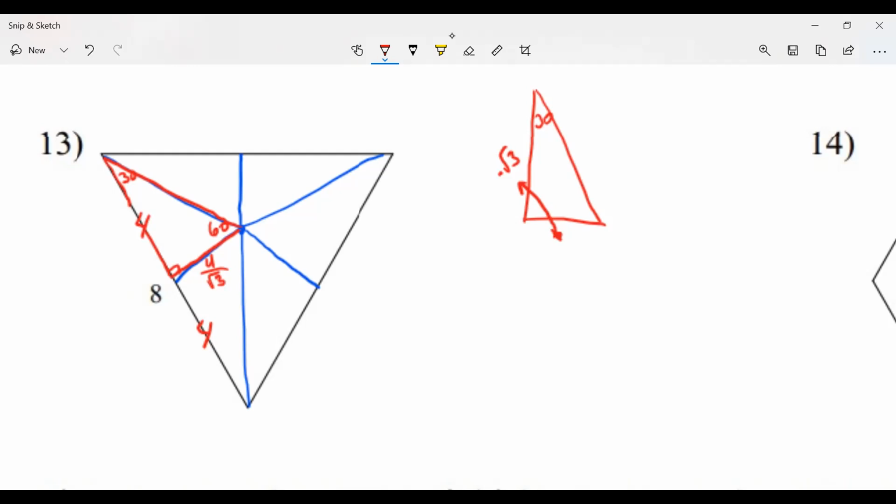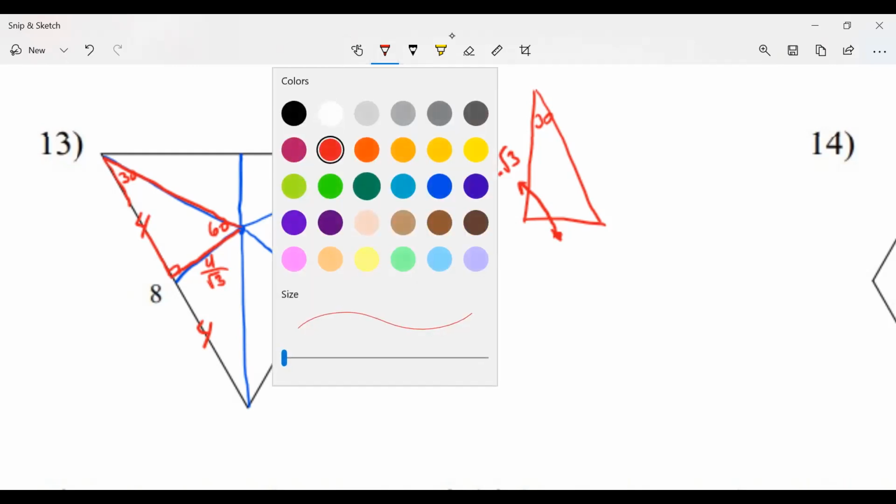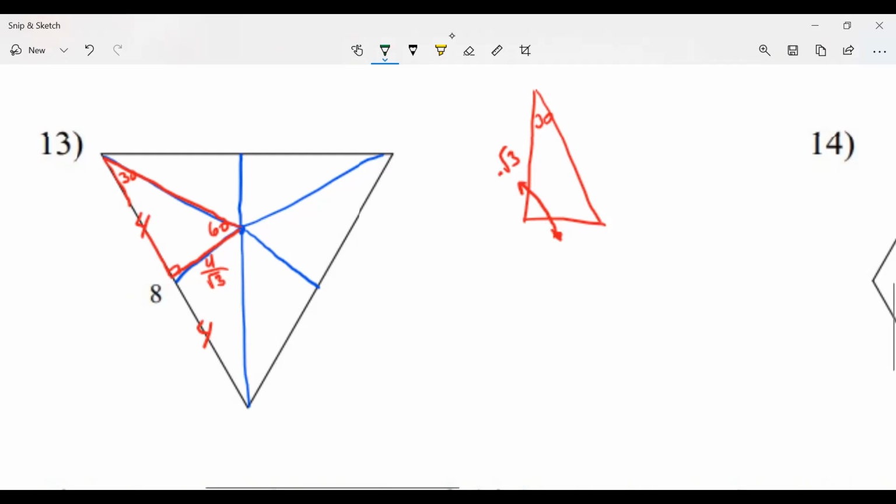So now let me focus. Let me highlight this in green. Let me focus on this green triangle. I can find out what's the area of that green triangle. I'm just going to go 4 divided by radical 3. I have a calculator. Calculator can figure that out.